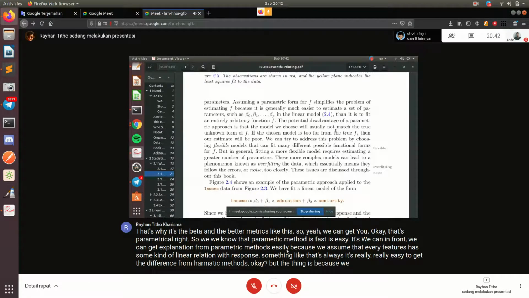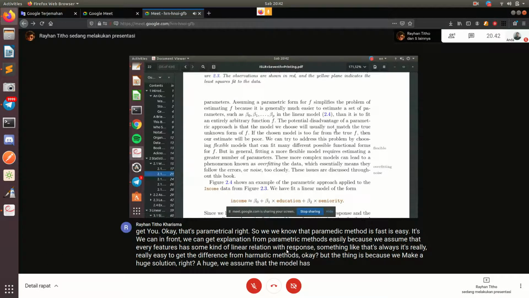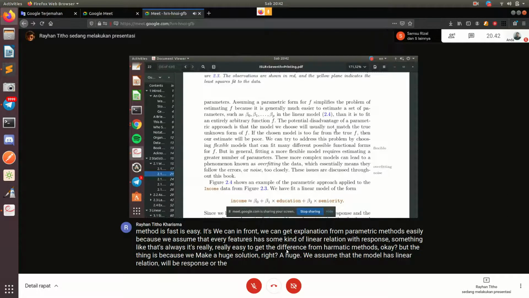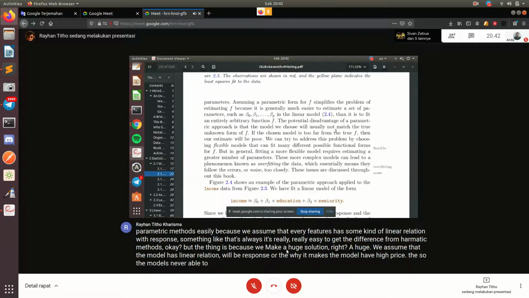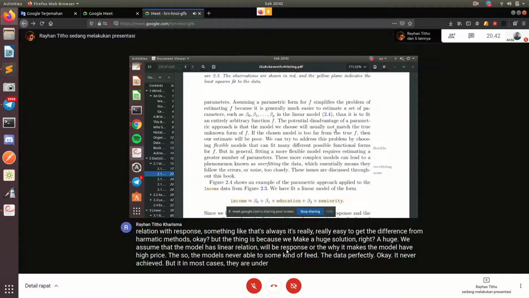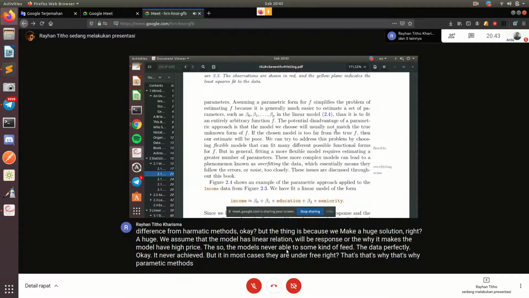Because we make a huge assumption, right? We assume that the model has a linear relation with the response, or the y. It makes the model have a high bias. So the model is never able to fit the data perfectly. It never achieves overfit, but in most cases they are underfit. That's why parametric methods are rarely used in our case.